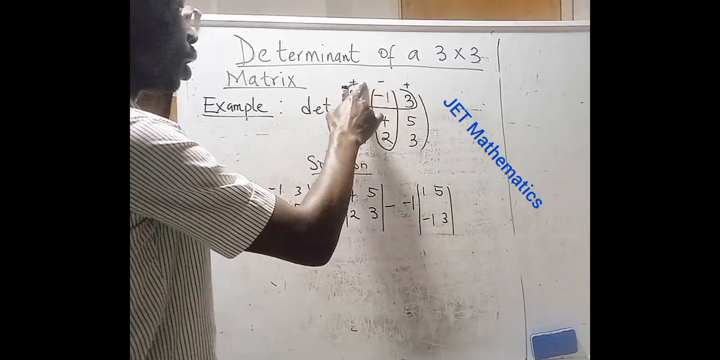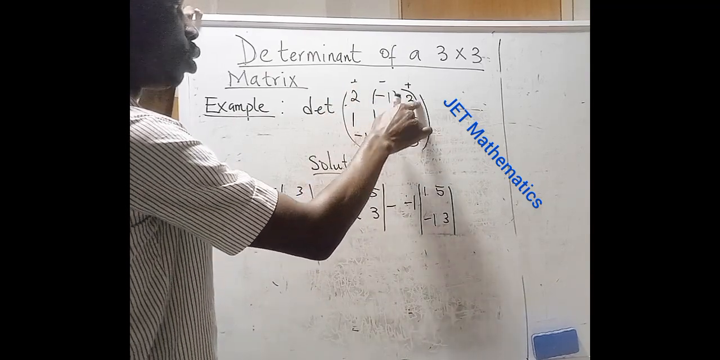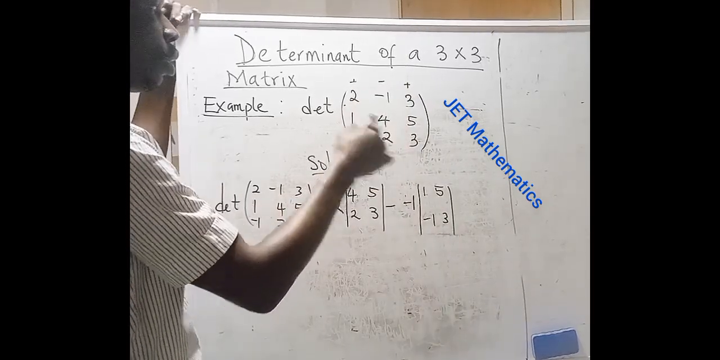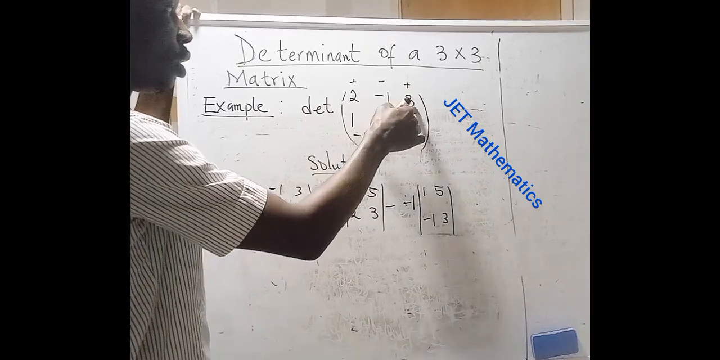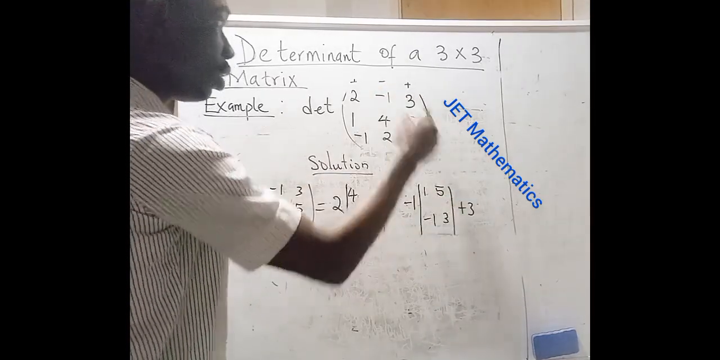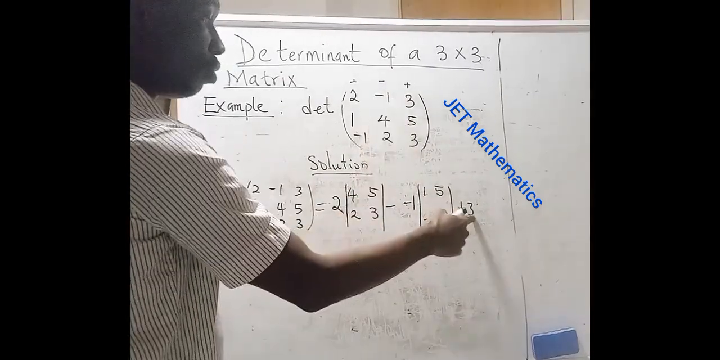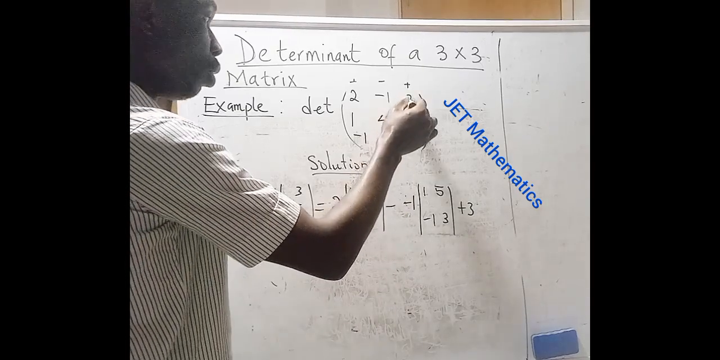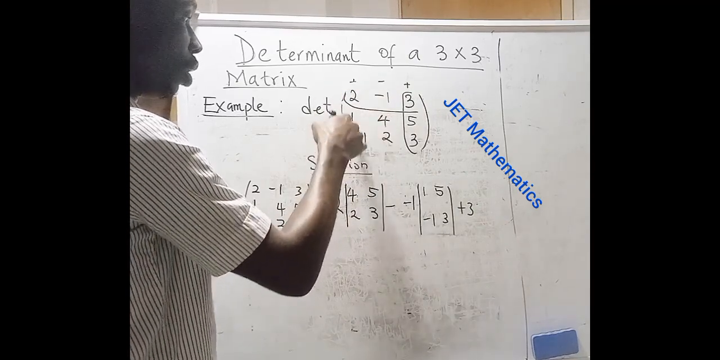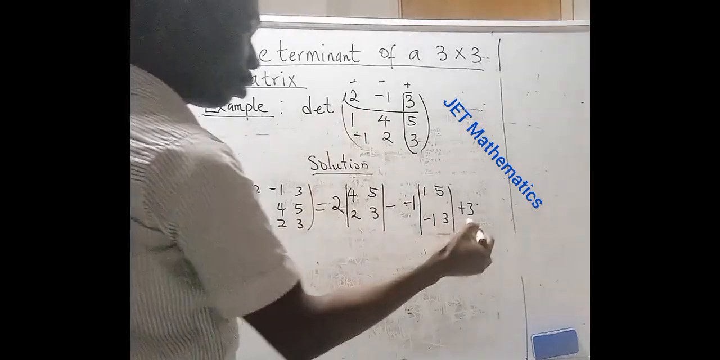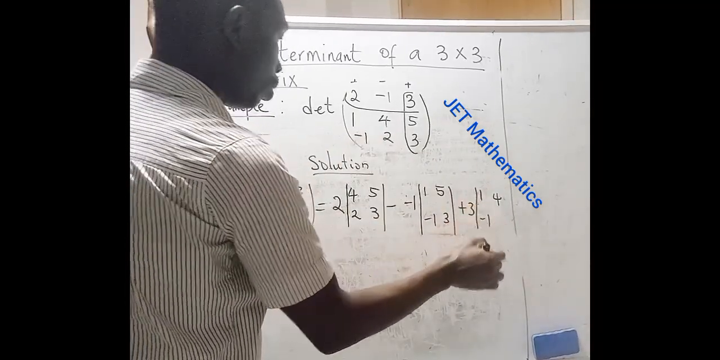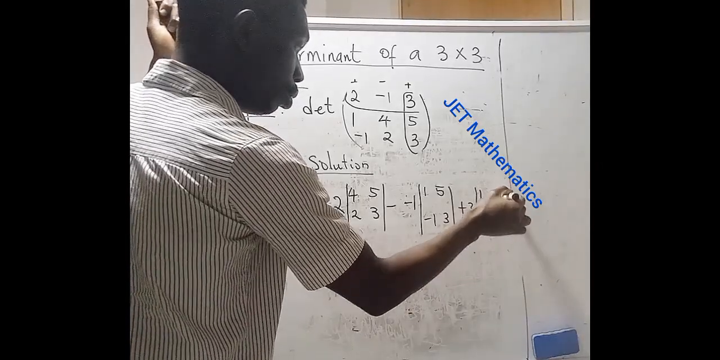And then we'll take the last element on the first row. So we're using the first row to solve this problem. The last element on the first row is 3. So we have plus 3, this plus here, and then this is positive 3, so it has 3 there. And then we block all of these and block all of these, and so we're left with 1, 4, minus 1, and 2.